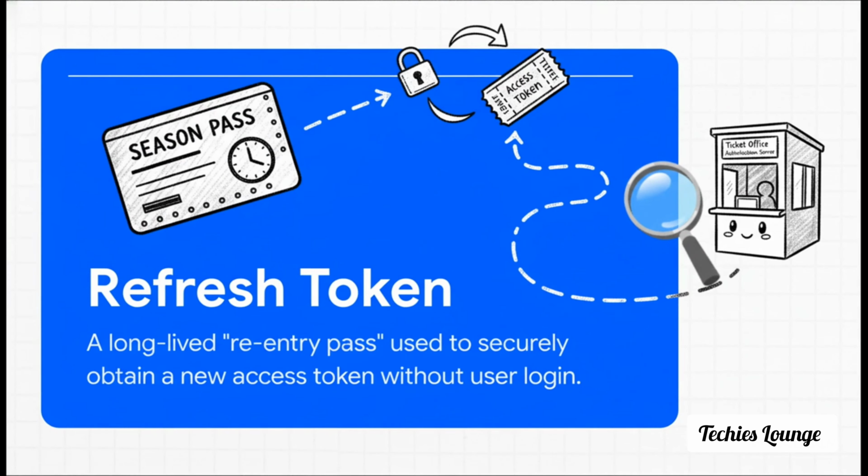And here's its partner in crime, the refresh token. So if the access token is your single-use ticket, the refresh token is like your long-term season pass. Its one and only job is to go back to the ticket office, that's the authentication server, and securely get you a brand new access token whenever the old one expires. And this thing can be valid for hours or sometimes even days.